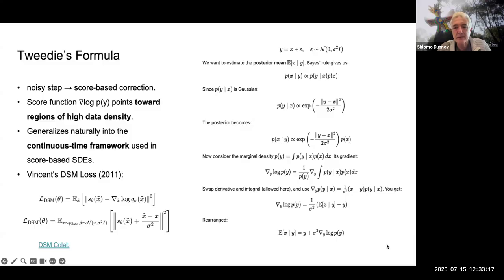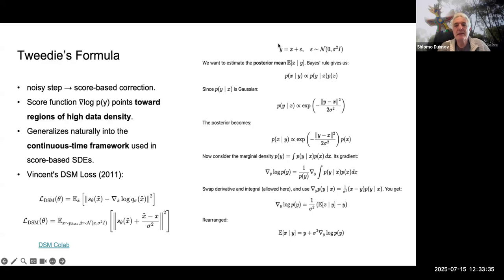And that comes from a formula called Tweedie's formula that I'll just motivate here. I will not go through every detail, although I think it's pretty straightforward. It's calculus. So I invite you to follow it.